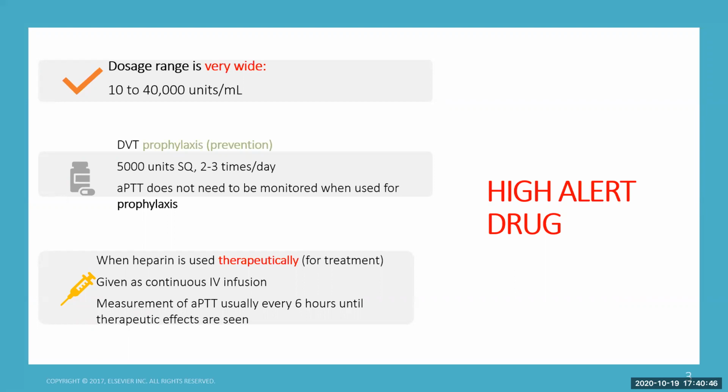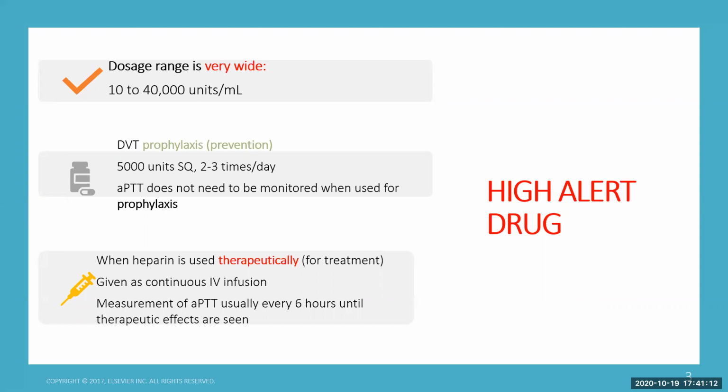And when we use it for prophylaxis, you see it's at 5,000 units, sub-Q 2 or 3 times a day, usually 2 times a day. And at this point, when we're using this amount, we do not need to monitor the APTT. If they're in the hospital and they're already getting their labs drawn every day, we will probably draw their coags and check it anyway. Now, when we use it therapeutically for treatment, we use it as a continuous IV infusion.